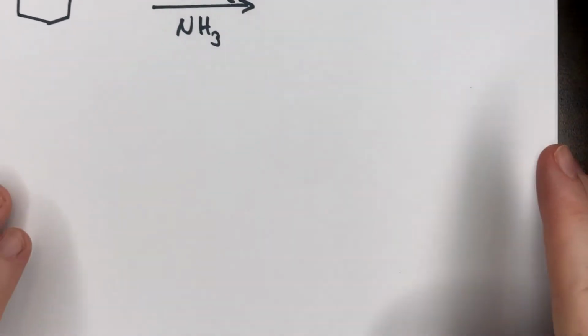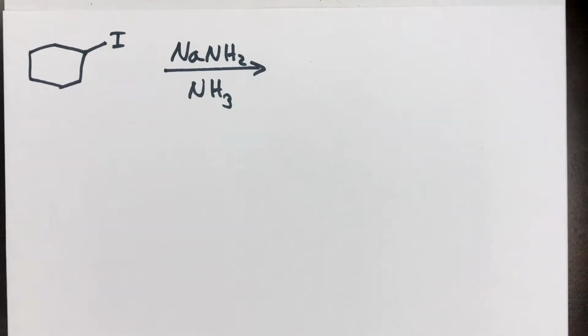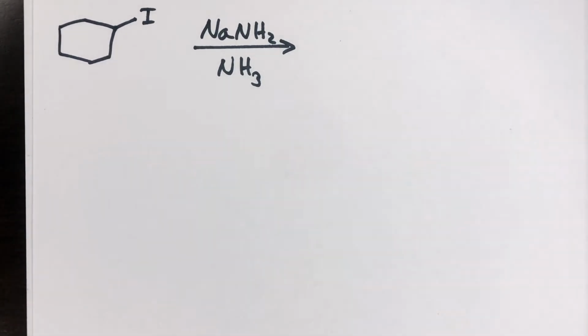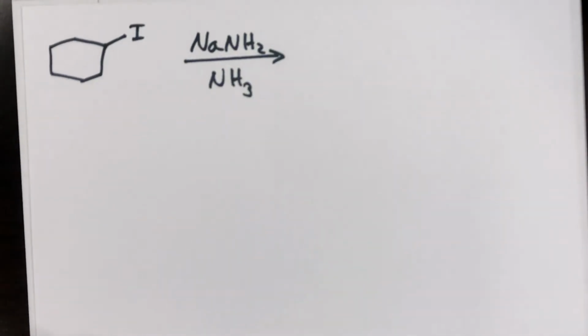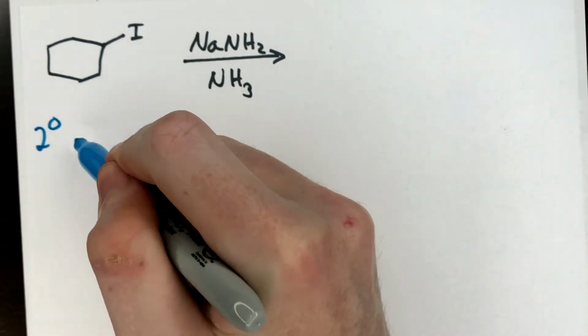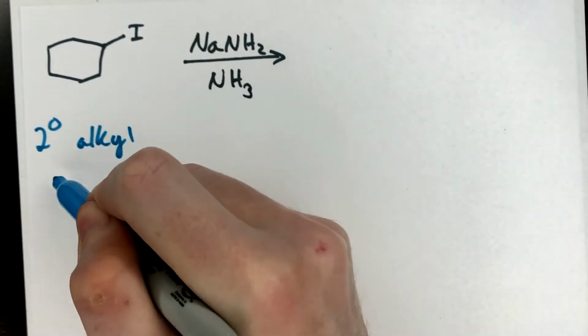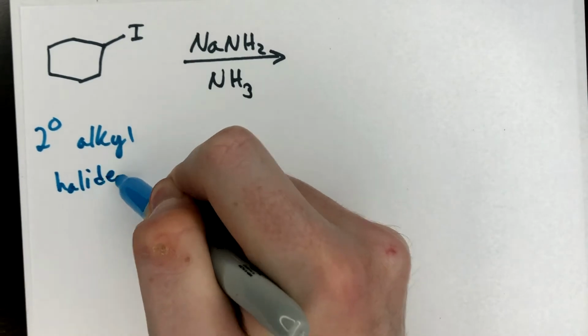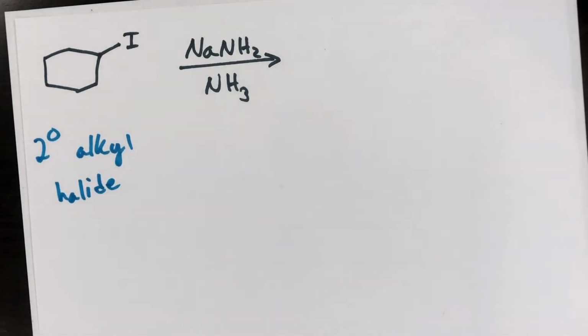Okay, this one's a little bit more ambiguous because our substrate is secondary. This is a secondary alkyl halide, which means it could be anything, right? It could be any pathway. So the pathway that's going to be preferred will be dictated entirely by the reagent.